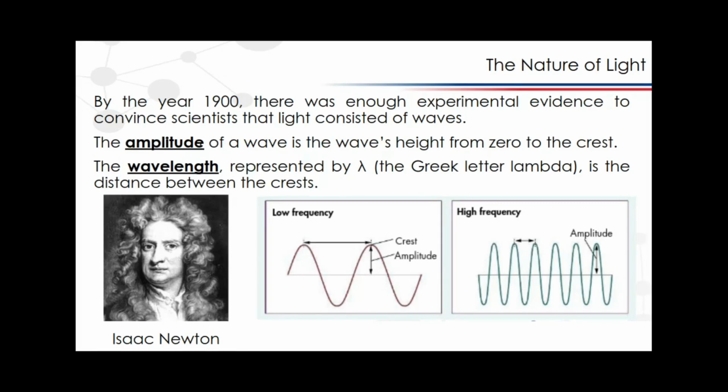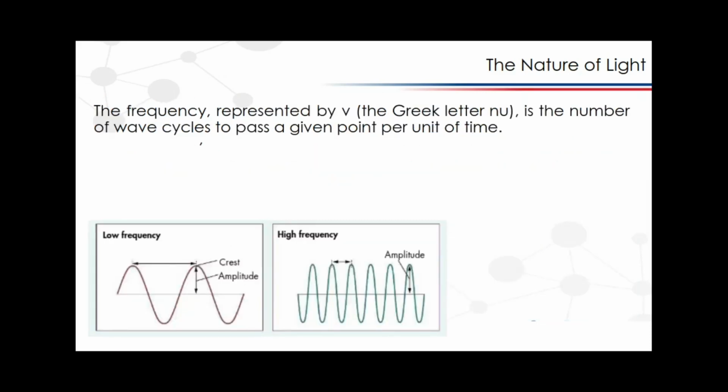The wavelength, represented by lambda, the Greek letter, is the distance between the crests. The frequency, represented by the Greek letter nu, is the number of wave cycles to pass a given point per unit of time. The units of frequency are usually cycles per second. The International System unit of cycle per second is called hertz. A hertz can also be expressed as reciprocal seconds, seconds raised to -1.